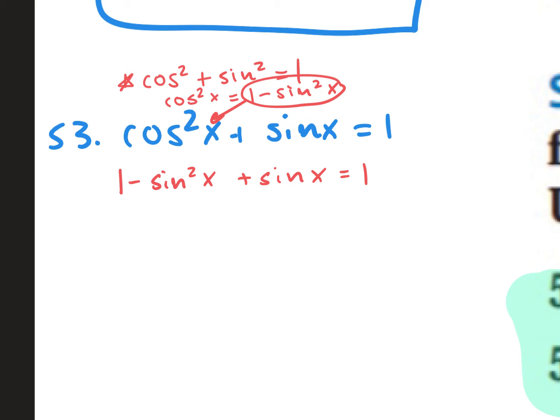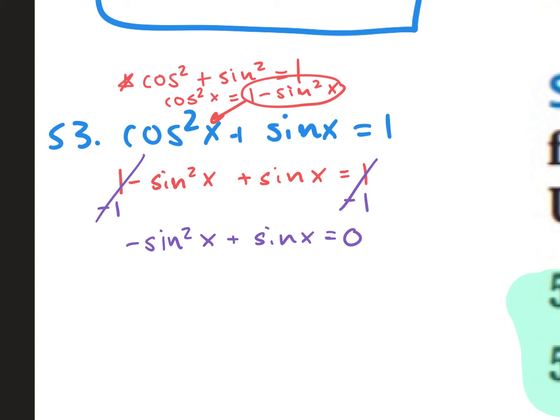So what could I do? Can I add the sines together? No, because one's a sine squared and the other one's just sine. You're going to set it equal to 0 and factor. I'm going to set it equal to 0 and factor. So I'm going to move the 1 to the other side. It'll end up canceling out, so I just have negative sine squared x plus sine of x is equal to 0. How would I factor this?